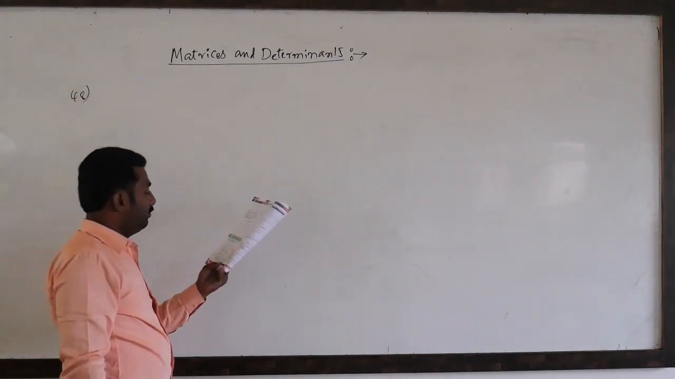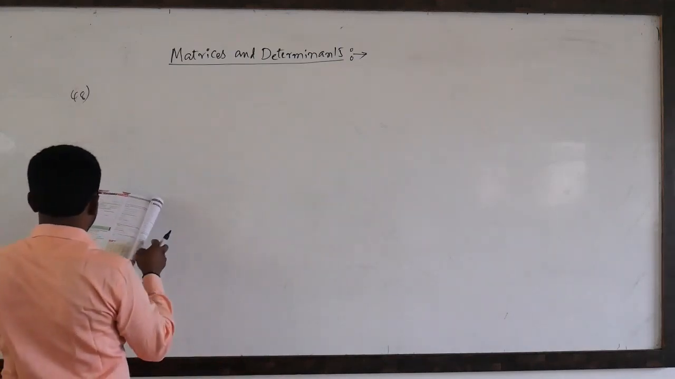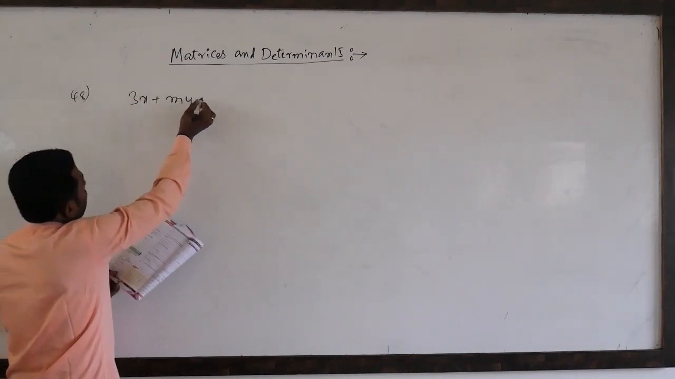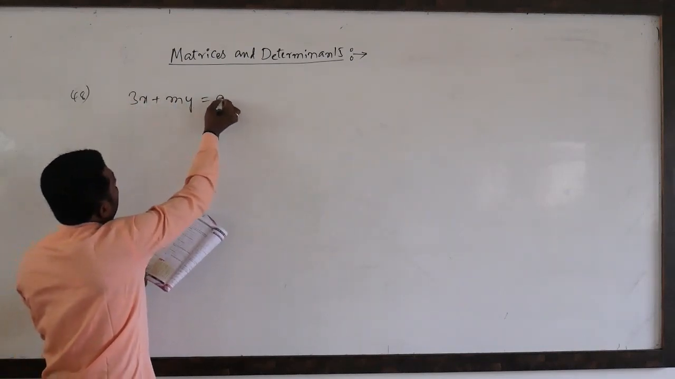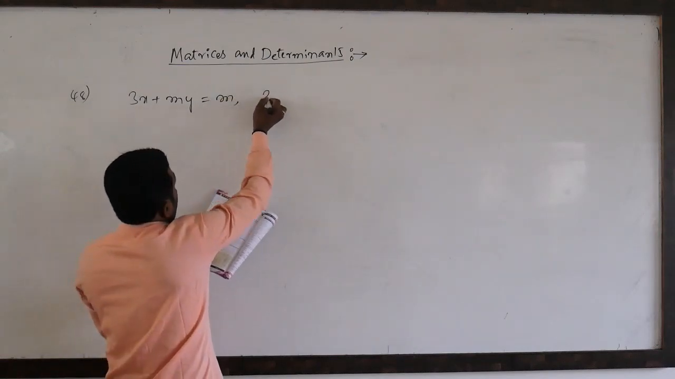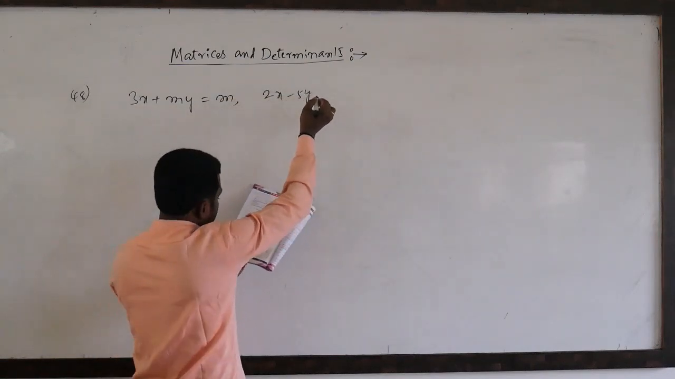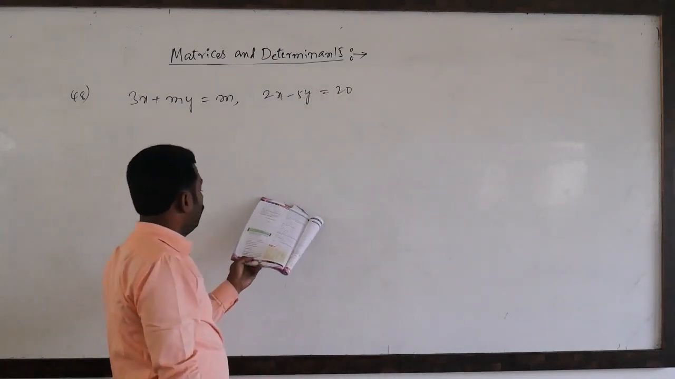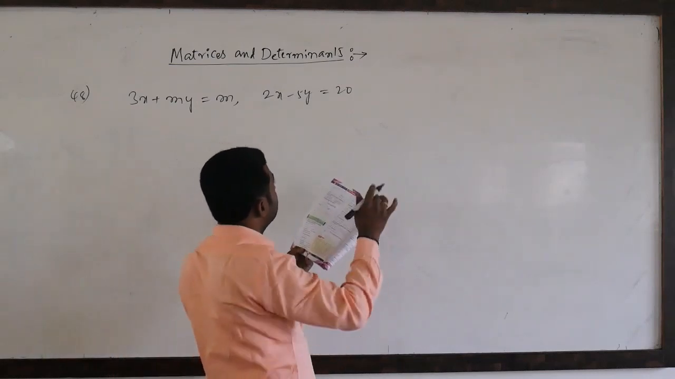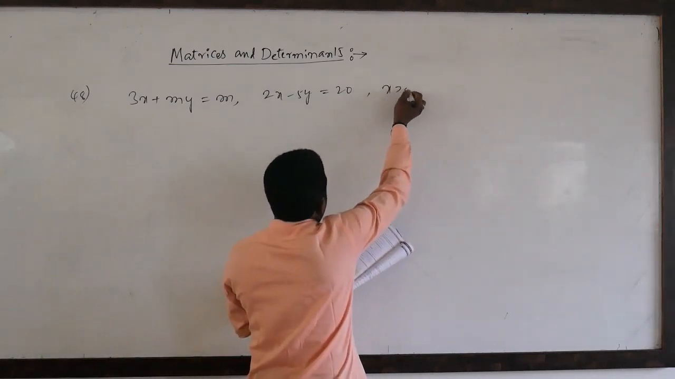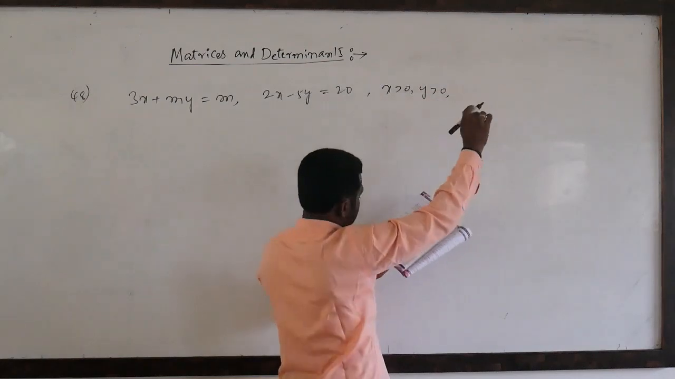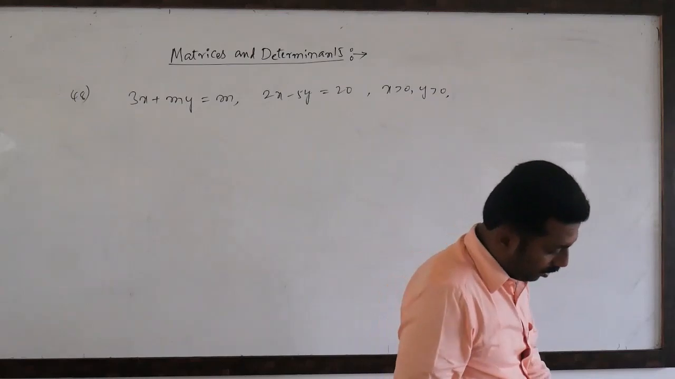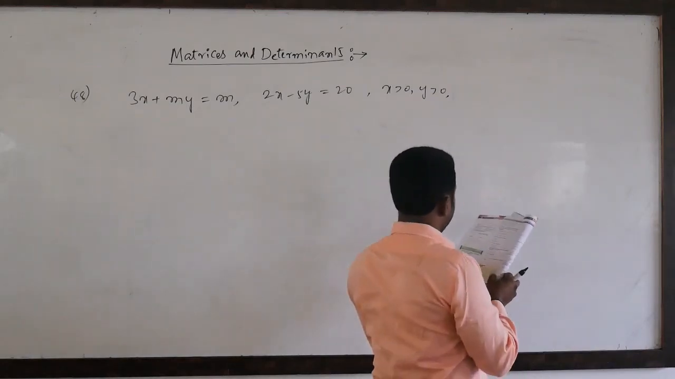The values of m for which the system of equations 3x + my = m and 2x - 5y = 20 has a solution satisfying the conditions x > 0, y > 0 are given by the set. There are four options for the m values they are asking.